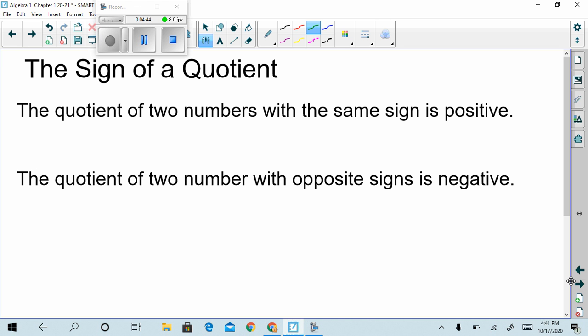Now let's talk about the signs. The signs for finding a quotient are the same as for finding a product. The quotient of 2 numbers with the same sign is positive, and the quotient of 2 numbers with opposite signs is negative. So again, if you remember your rules of multiplication, you're going to remember your rules of division.